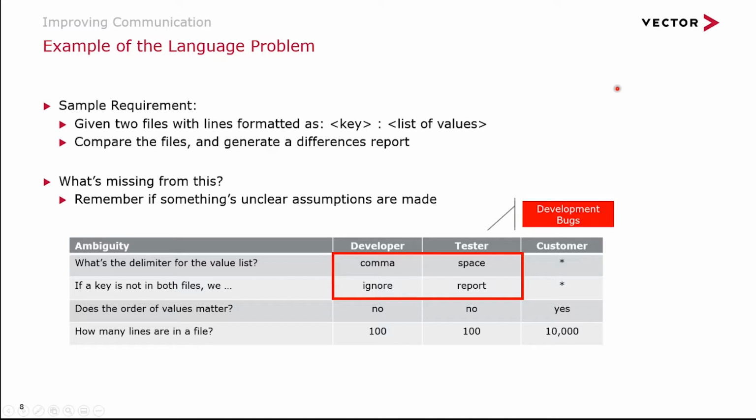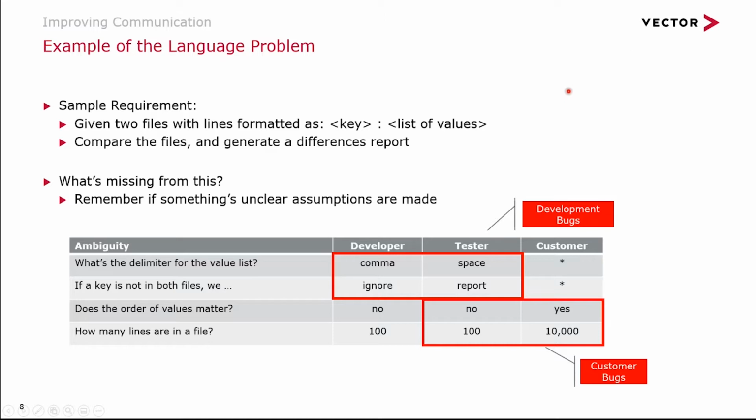We get bugs where people have filled in the blanks, as I said, and come to different conclusions. And then when the application actually gets deployed, you get these other flavors of bugs. So maybe the designer, the developer, and the tester all thought that order doesn't matter for the values in the value list, but maybe the customer thinks order is important. Think of compiler options. Usually order matters. And then how many lines in a file? Again, the developer and tester might think, well, these files are pretty small. They're going to be maybe 100 lines. And it turns out the customer's thinking of files with 10,000 lines in them.